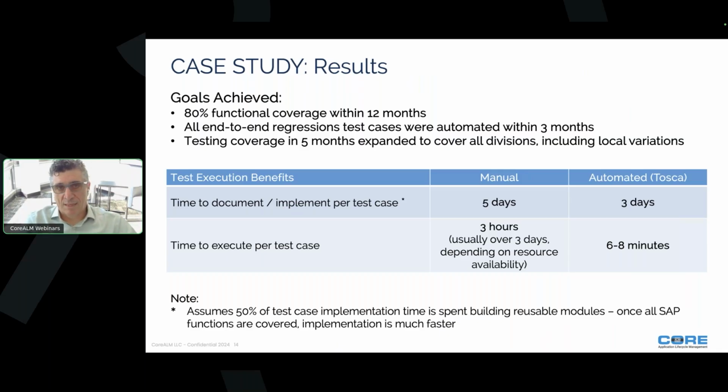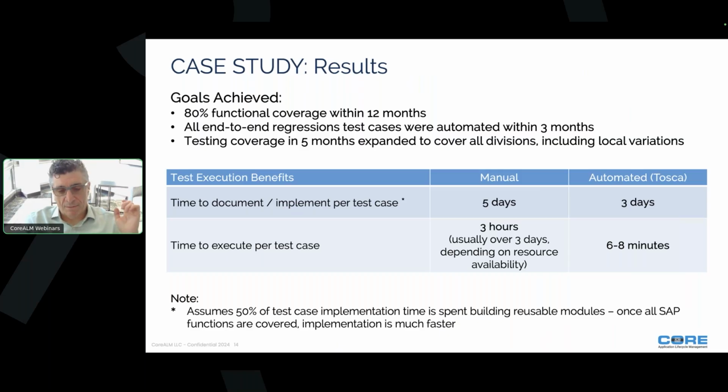We got to an 80% functional coverage within the first 12 months. We were also able to have a very early milestone: all of their end-to-end functional test cases were automated within 3 months. They had about 10 different scenarios. Those scenarios were very, very long, with a lot of different steps to them. And we got through the implementation of all of those tests within 3 months. So right away, instead of doing manual regression testing within 3 months, they were running automated testing.